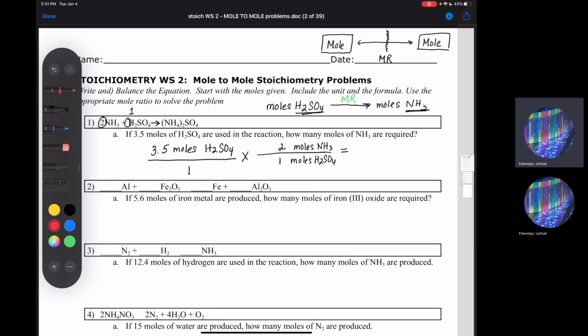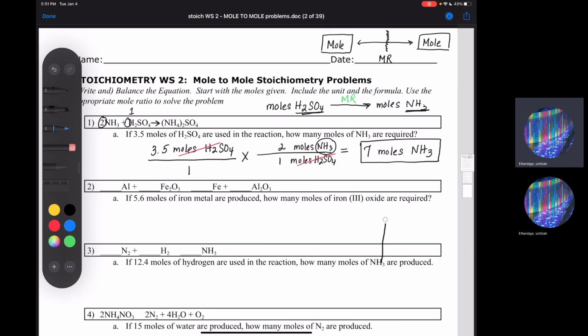So if you take a look at your units, moles of sulfuric acid cancels, moles of sulfuric acid cancels, and then all you need to do, and you can do this in your head, but you can take out your calculator too, that's why you have it. You're going to take 3.5, multiply by 2, and that's going to be your answer. So your final answer for conversion is that you are going to end up with 7 moles of what? Ammonia. And that is the answer to A. Okay, hopefully that was helpful.